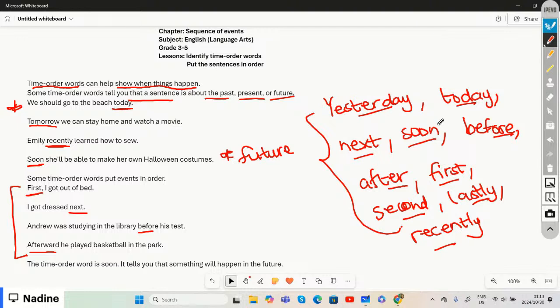Because if you say soon I'll be doing something, you didn't do it as yet, which means that is in the future. Yesterday is in the past, right? So if you say yesterday I went to the beach, then that is in the past. Today is the present. It is something that you're doing now or today, right?